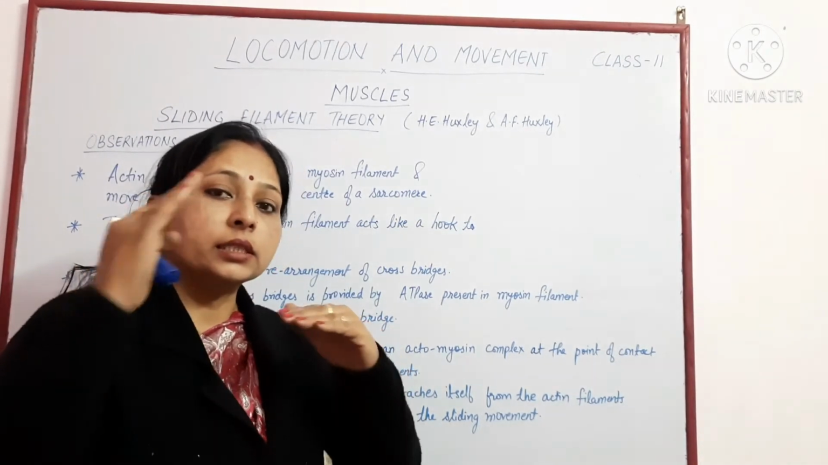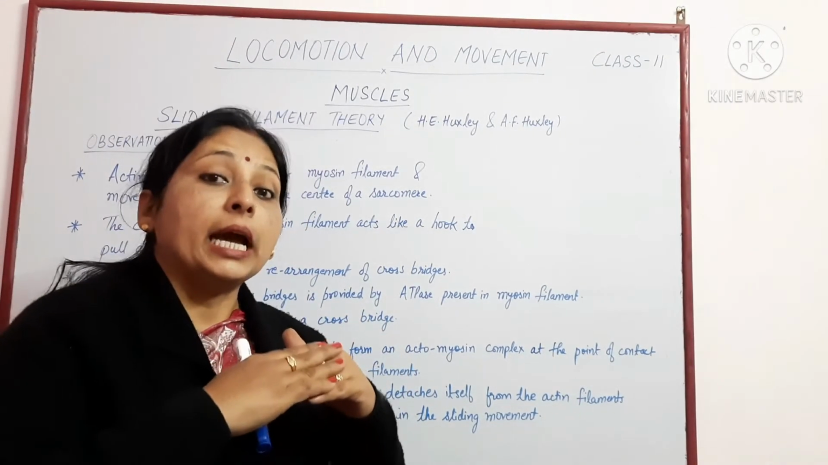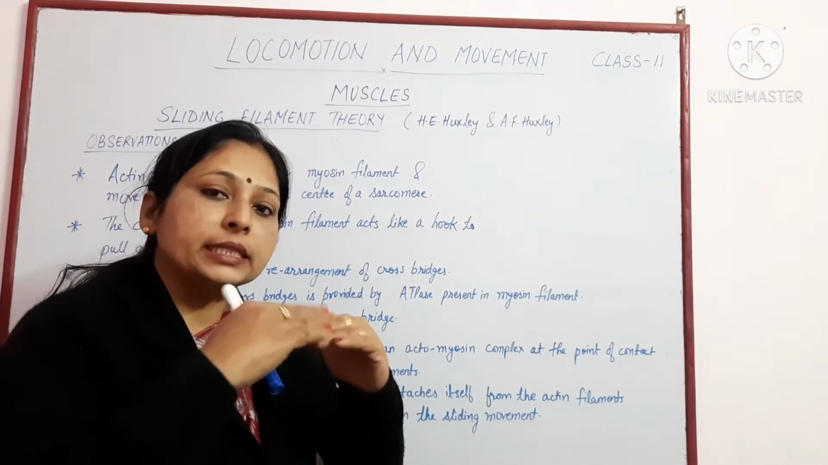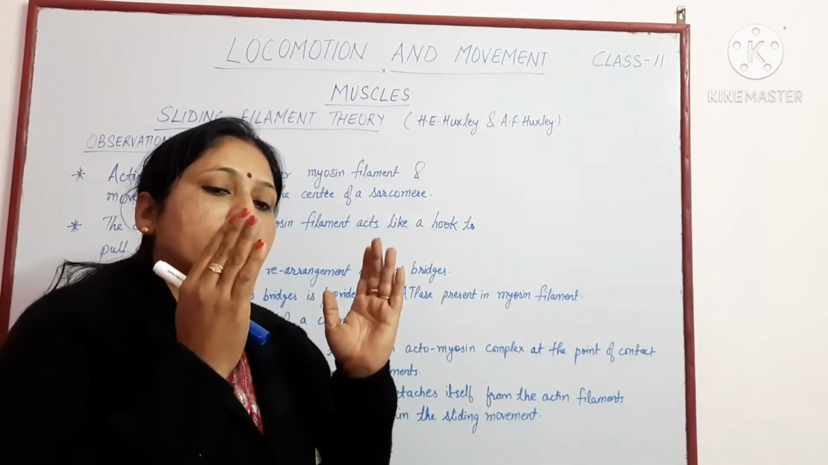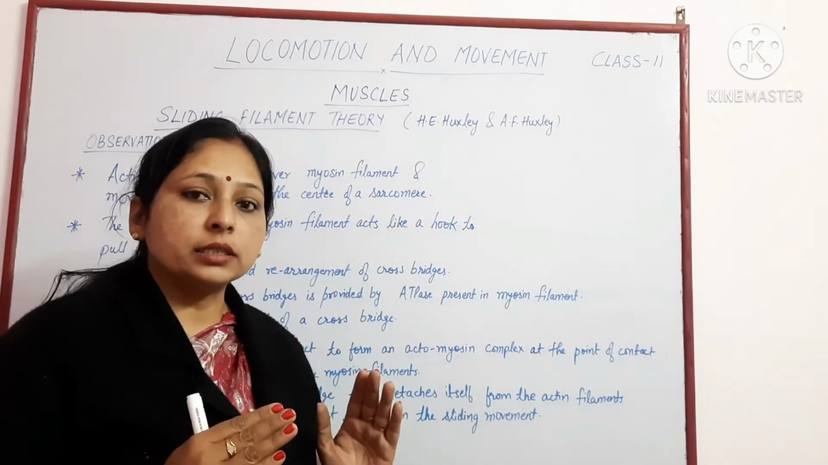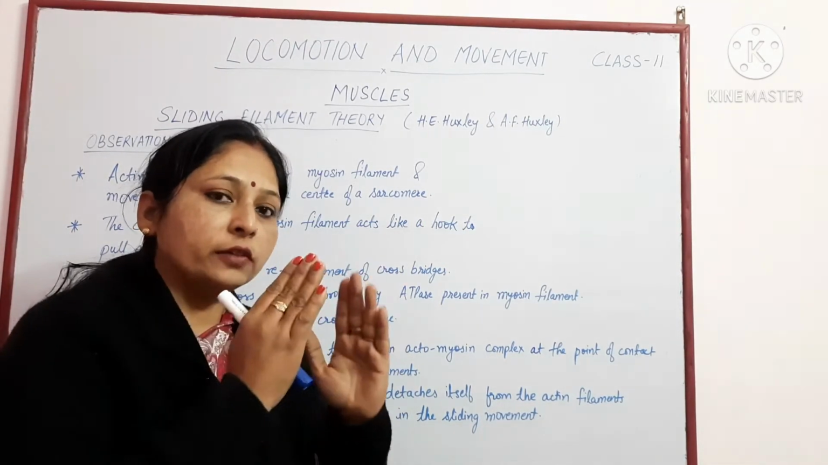Actin filament slides over myosin and moves towards the inside. That moving towards the inside, towards the center, results in contraction of this phase, or contraction of this zone.